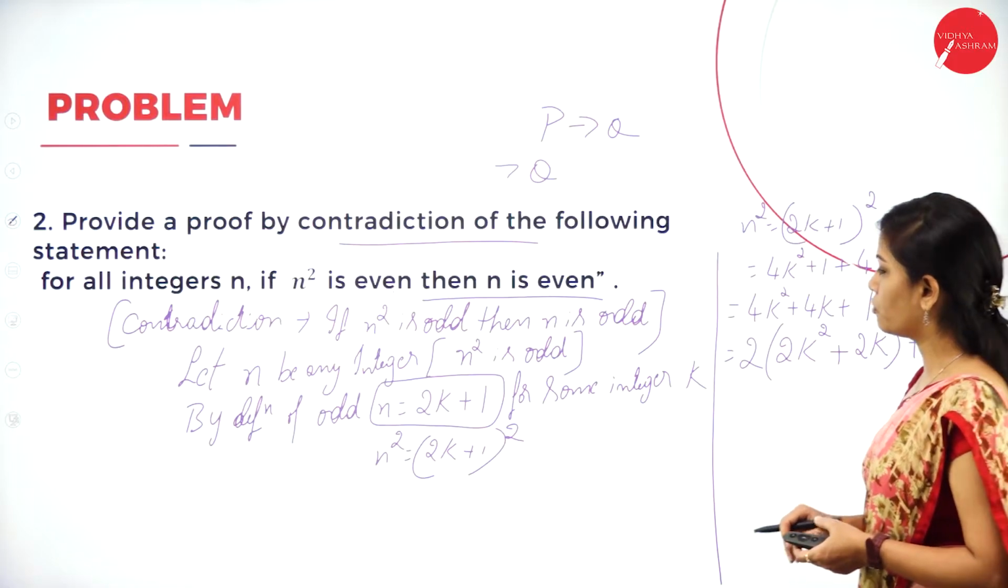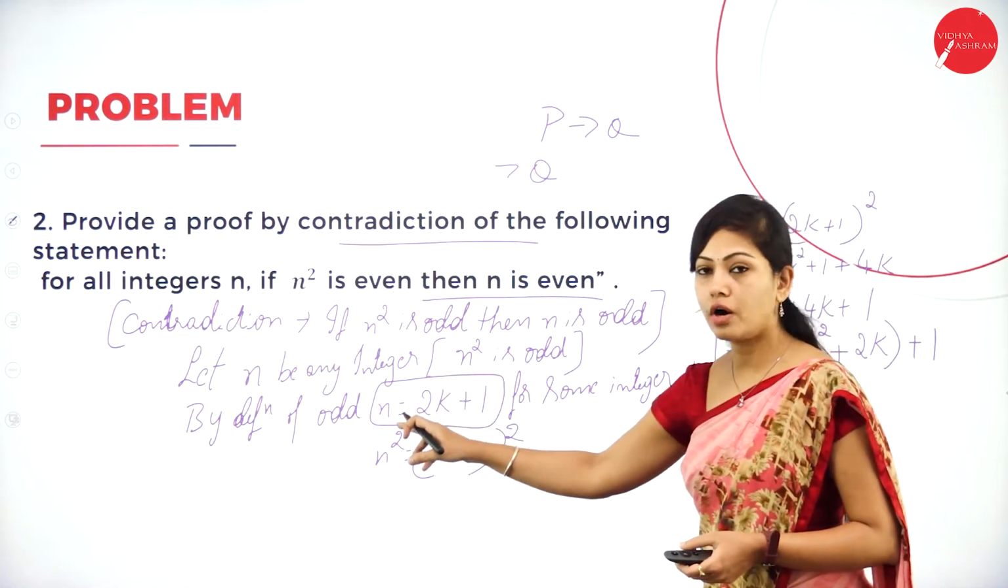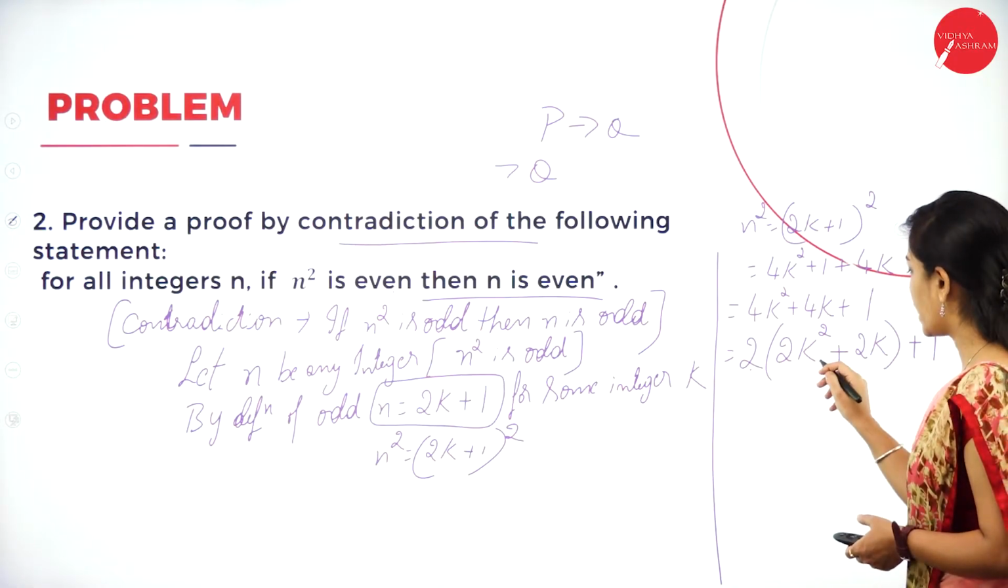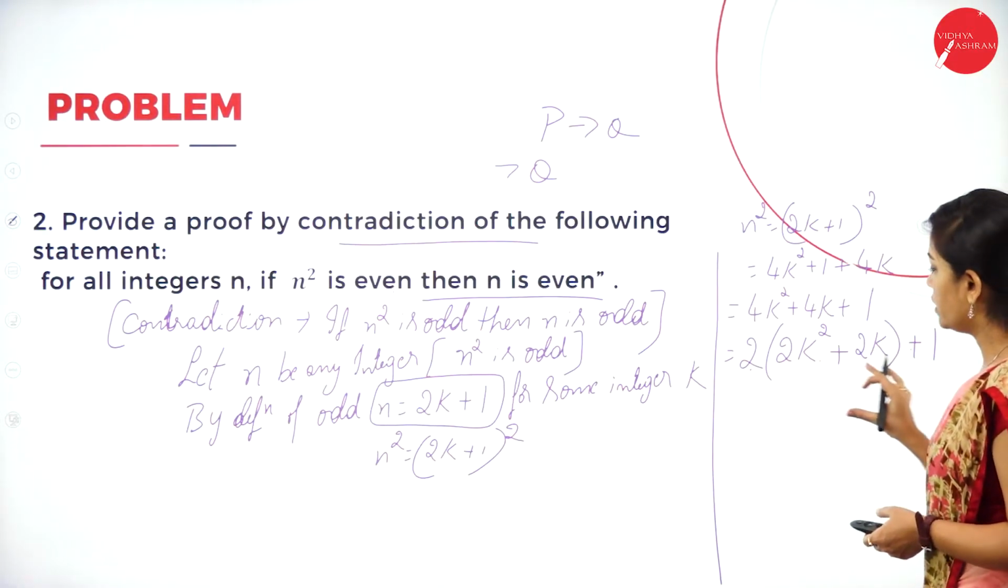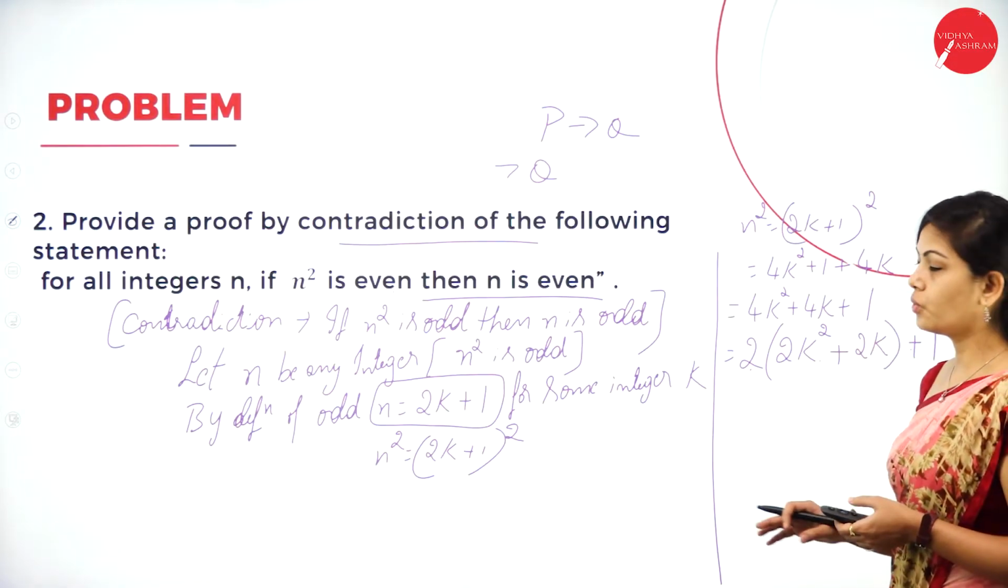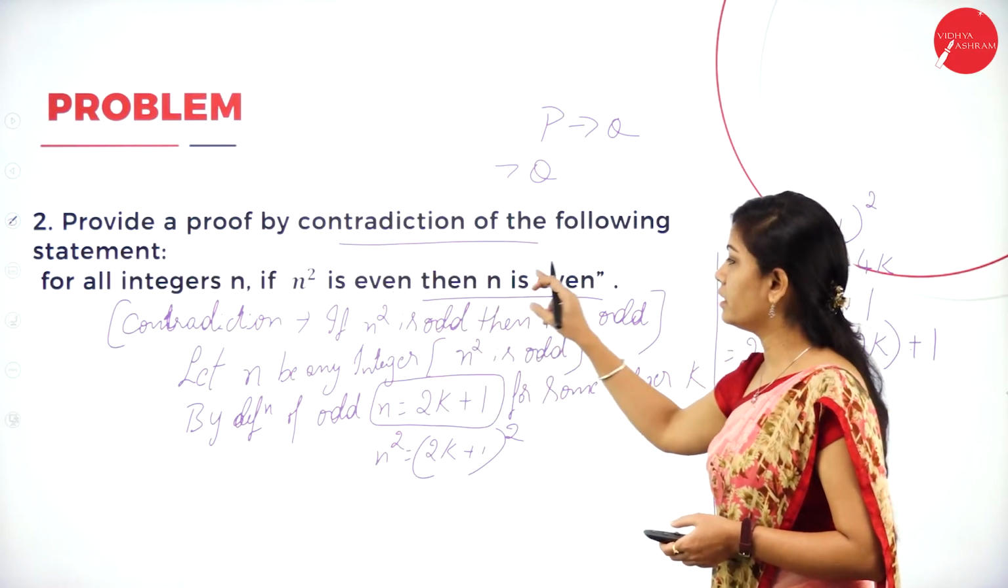Why is it in the form of odd? By the definition, odd n is equal to 2k plus 1. So now this is in the form of 2k plus 1, right? So now it is an odd equation, so it is not divisible by 2. So if n square is even, then n is even.